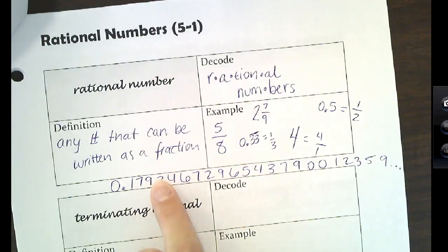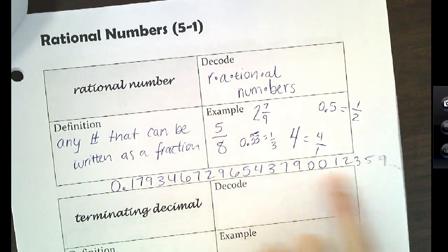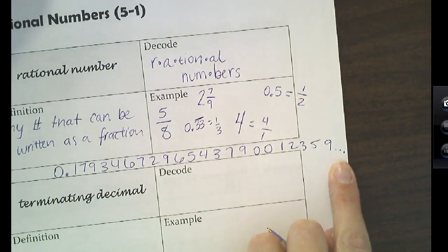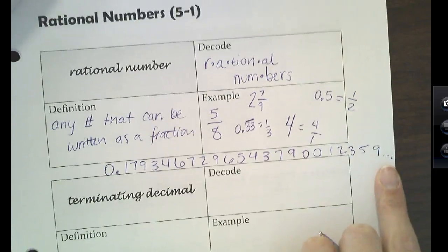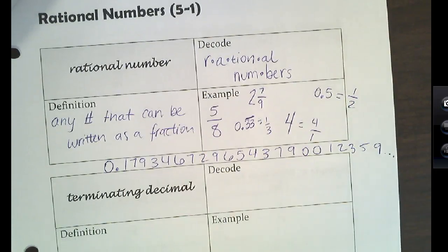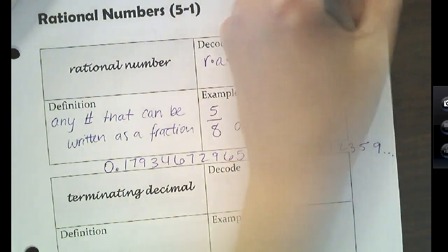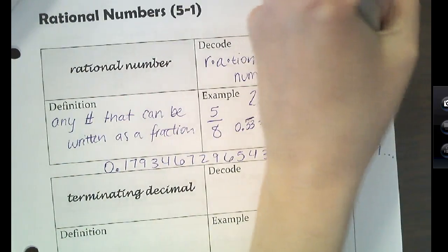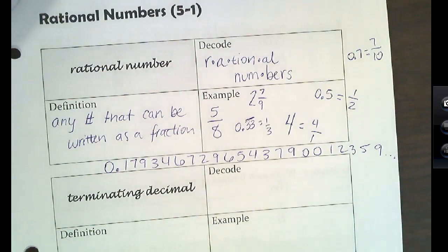But this decimal, do you see a pattern at all? No. And then I've got those dots that show it's going to go on and on forever and ever. So that would be a non-example. That's not rational. Good question. That is rational because 0.7, you would read that as 7/10, which is written as 7 out of 10 as a fraction. So if it's a terminating decimal, or a decimal that stops, it's rational.